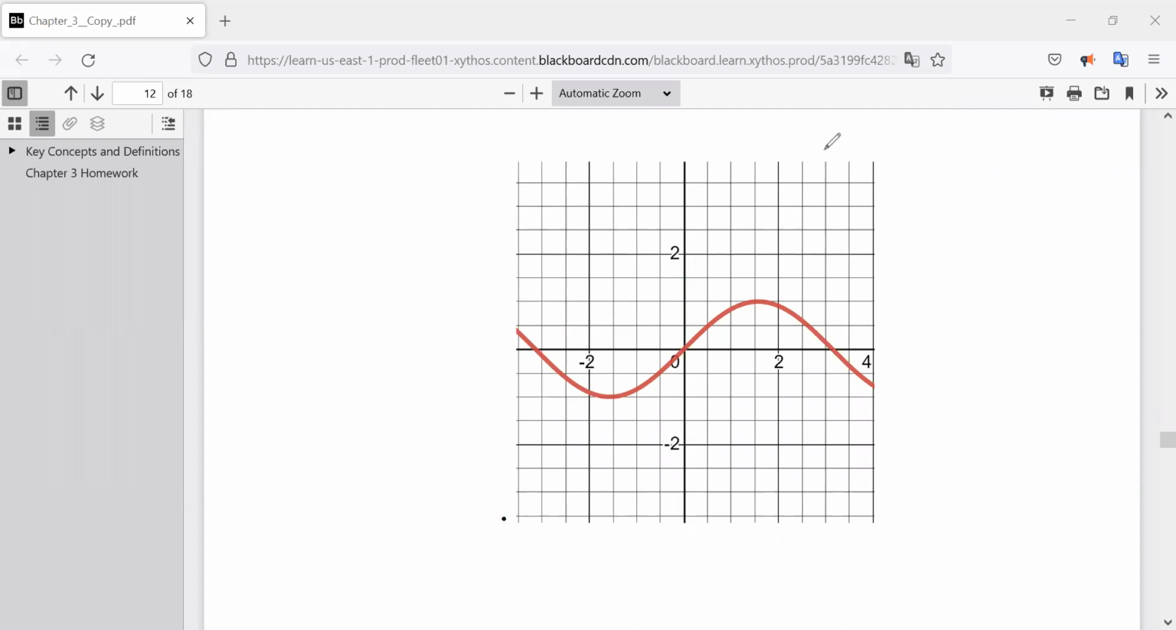So yeah, and this is going to be 1/2 sine of ax, where a stretches it or shrinks it.